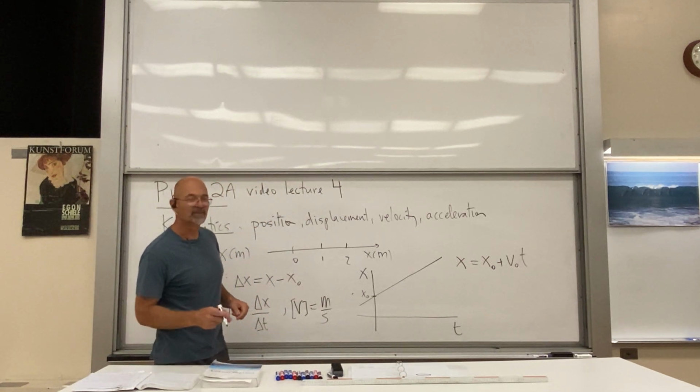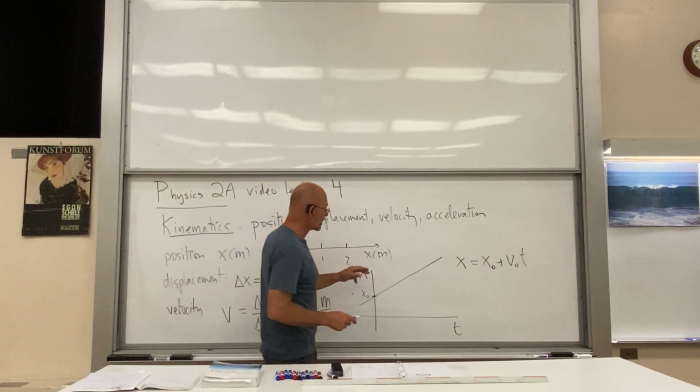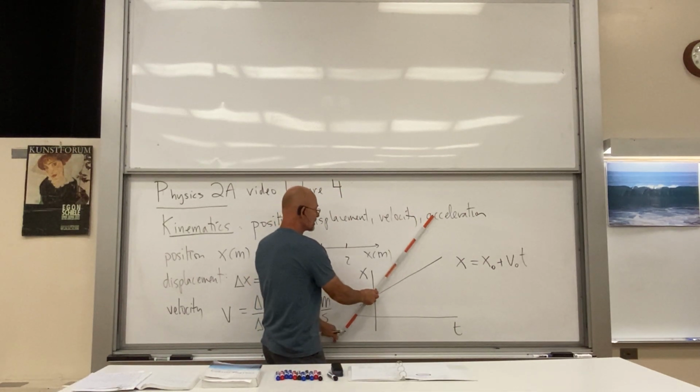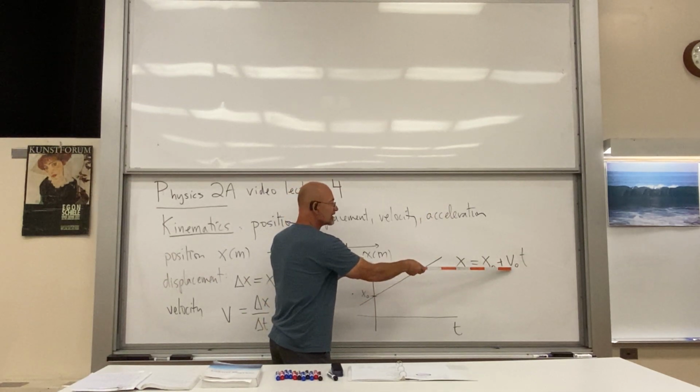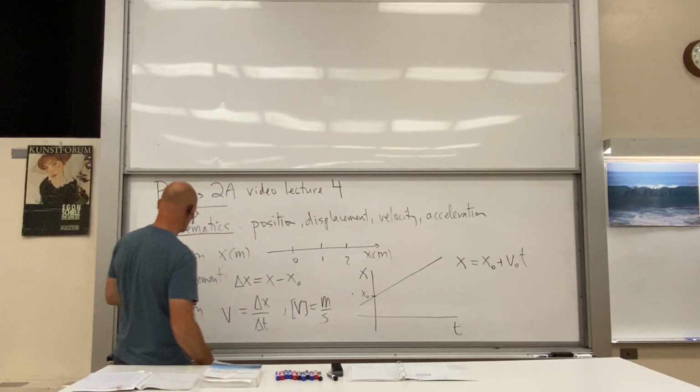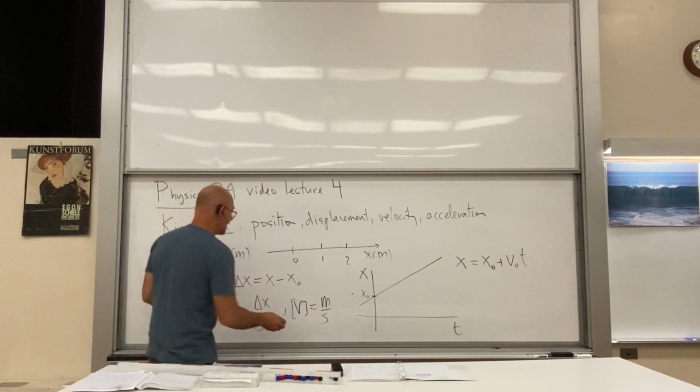And I think we ended with the idea that if the slope is greater, so if the curve is steeper, like my ruler is now, that corresponds to a larger value of the slope, and that's a higher speed or a higher velocity. Good.